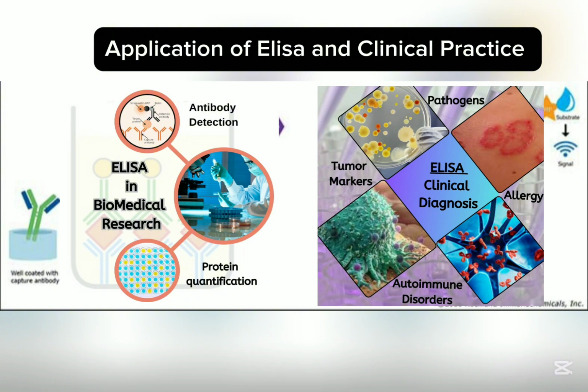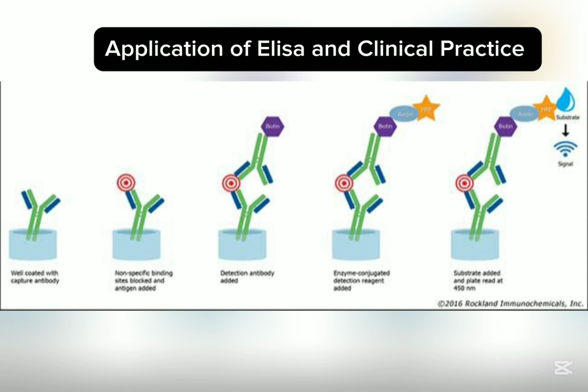Screening for genetic disorders: ELISA can be used to detect biomarkers that may indicate genetic disorders. We also have therapeutic drug monitoring. ELISA is used to measure drug levels in the blood to ensure proper dosing and avoid toxicity. We have environmental and occupational health. ELISA is used to detect toxins and pollutants that may affect human health.